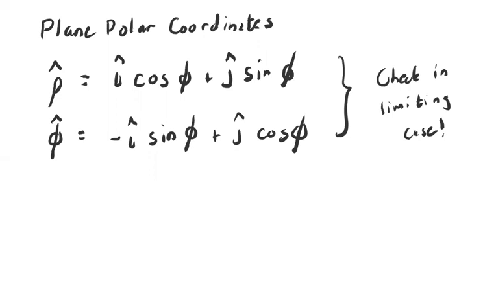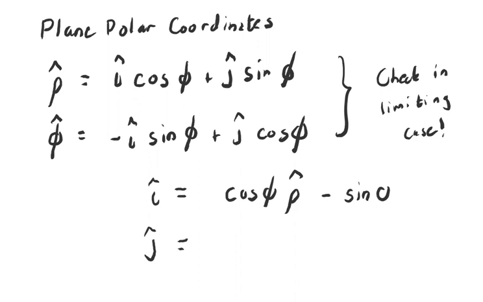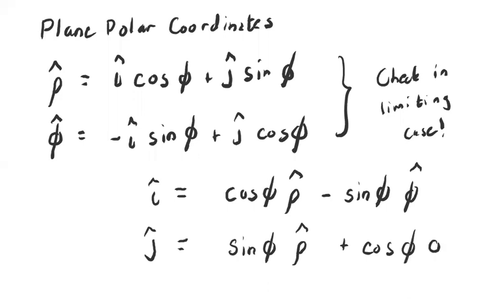Extremely important thing to do. While we're at it, you could also write down an expression for the unit vectors i hat and j hat in terms of rho hat and phi hat. I will just tell you what they are. And in fact, I've left this for you to do as an assignment in problem set 1. Okay, so this is problem set 1.